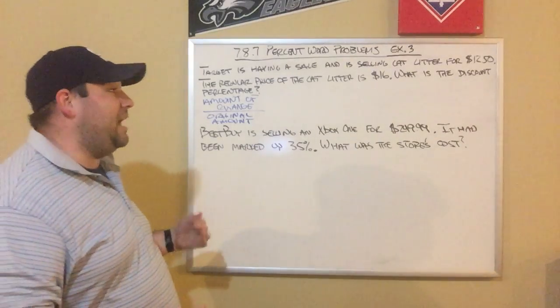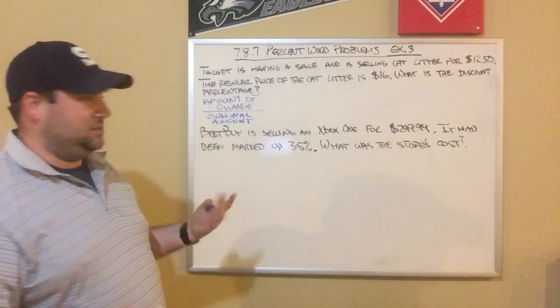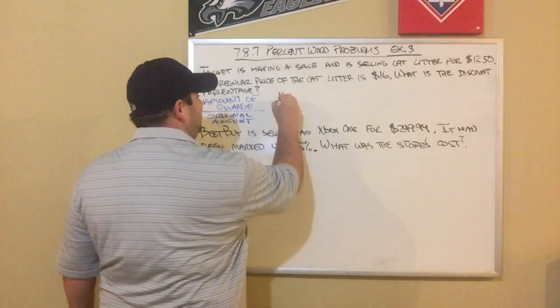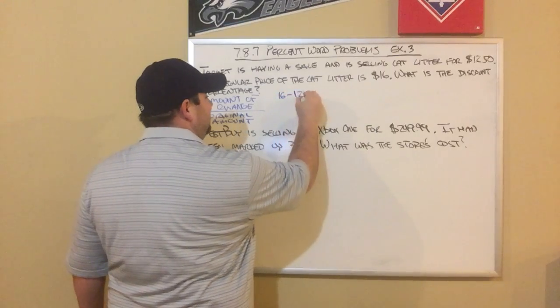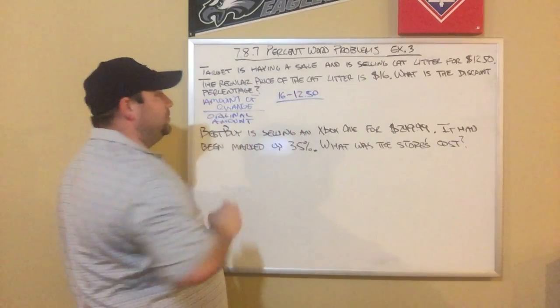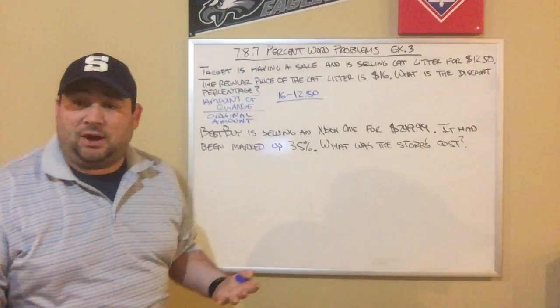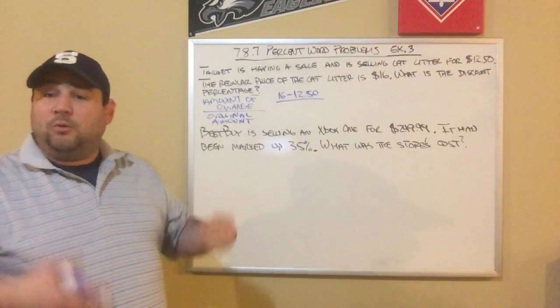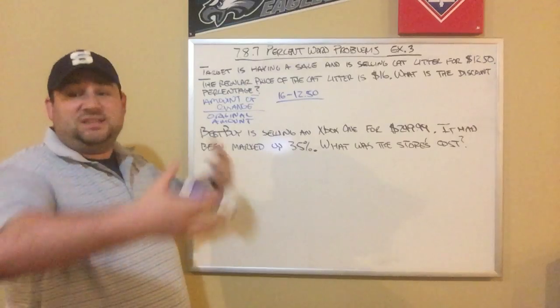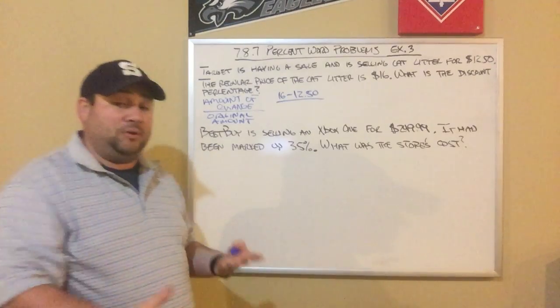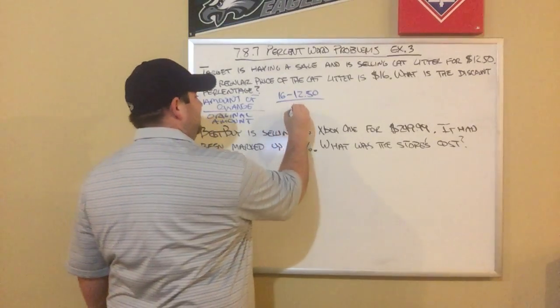Amount of change is how much, in this case, the price of cat litter changed. So we take the larger number, 16, minus the $12.50, the discount rate, and that goes over the original amount. Now, the original amount is going to be the regular price, not the sale price. It was $16, then it was discounted down to $12.50. So original amount is 16.